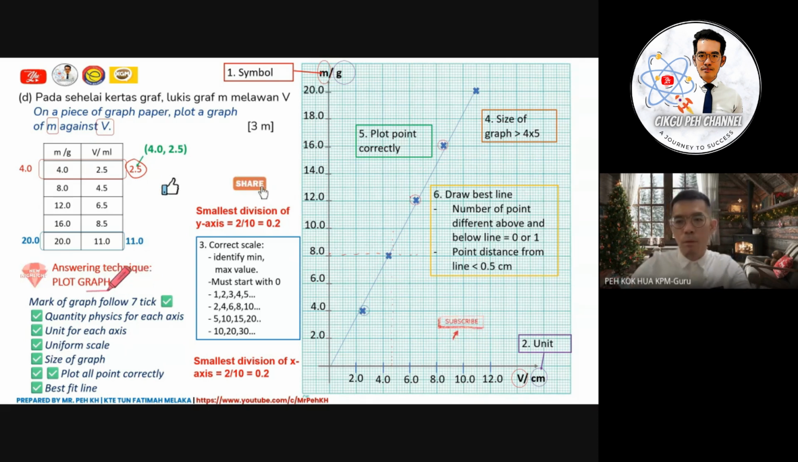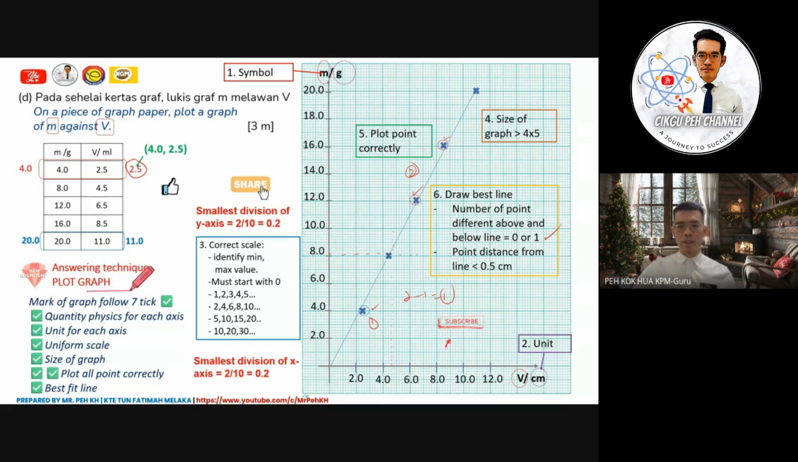So I have 3 points. The ones I circle with red, 1, will be above the line. We have 2 below the line, which I circle with blue. We have only 1. 2 minus 1, you get 1. So this actually fulfills the criteria of drawing the best line here.